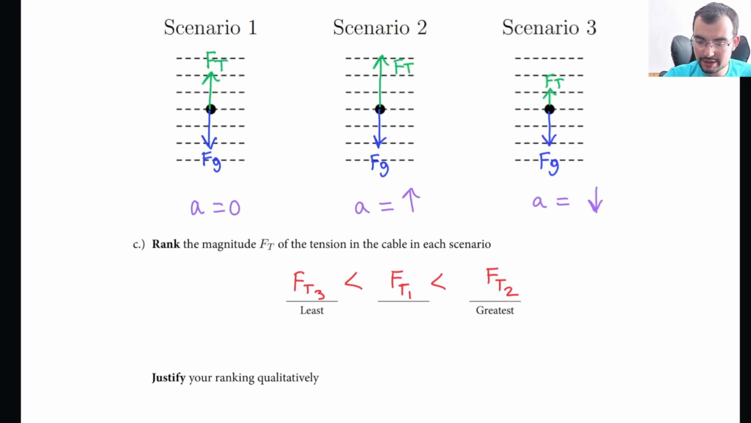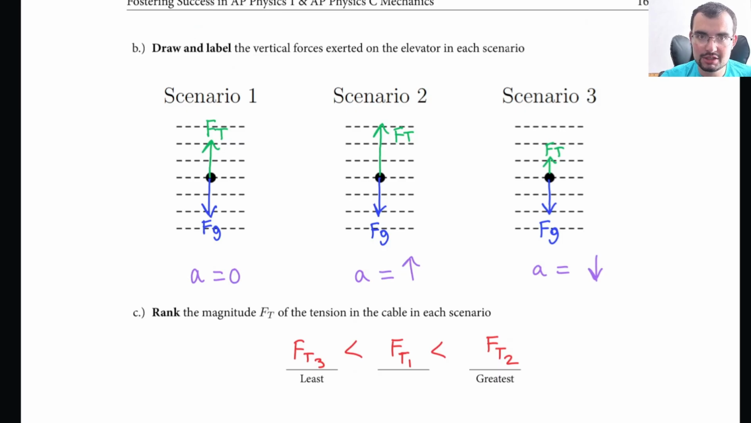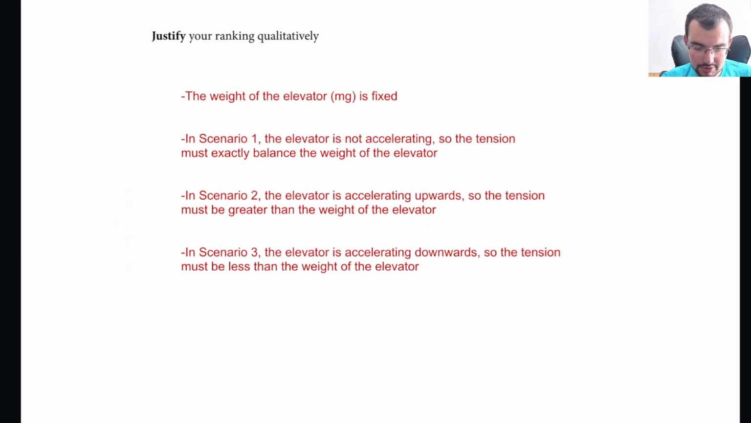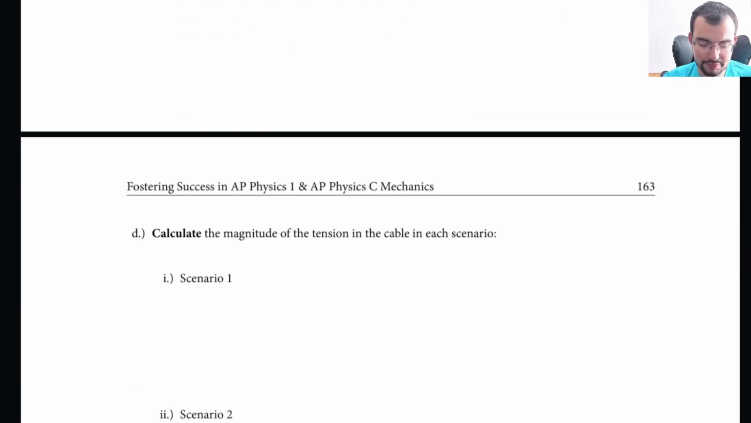So let's justify our ranking. Well, we know that mg, the downward force, is fixed, so the tension must be responsible for creating that net force or lack thereof. So to accelerate down, tension has to be less than mg. To not accelerate, tension must be equal to mg. And to speed up, going up, tension must beat mg. So that is exactly what I said here, right? Tension balances in scenario 1. Tension must be bigger than weight in scenario 2. Tension must be less than weight in scenario 3.